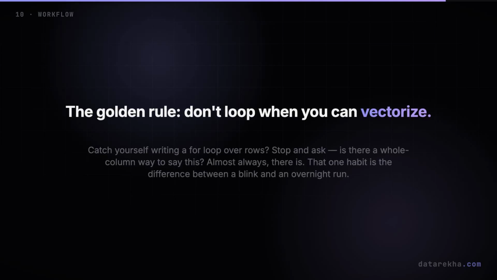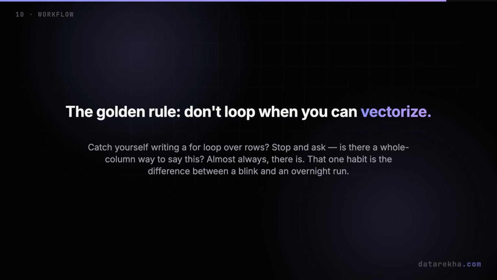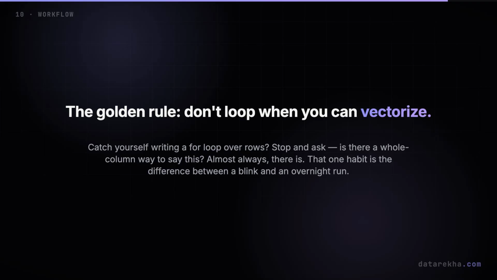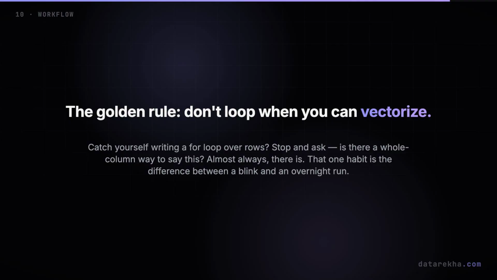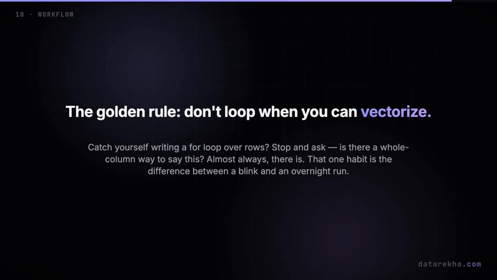And the golden rule threads through all of it. Do not loop when you can vectorize. If you catch yourself writing a for loop over rows, stop and ask, is there a whole column way to say this? Almost always, there is. That single habit is the difference between a script that finishes in a blink and one you leave running overnight. It is the through line of everything we've done.